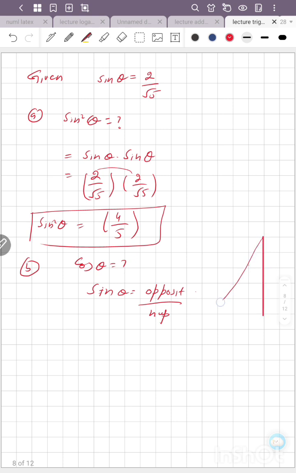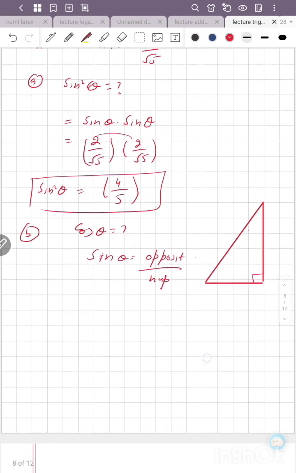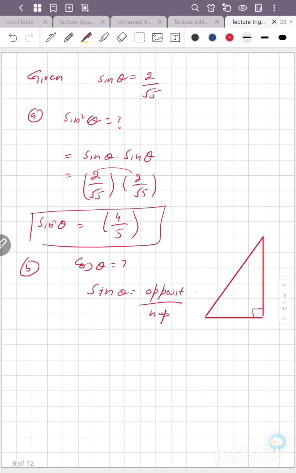Here we have opposite is 2. Look here, opposite is 2, and square root 5 is our hypotenuse, and our base is x. We have to apply the Pythagoras theorem. What is the Pythagoras theorem?